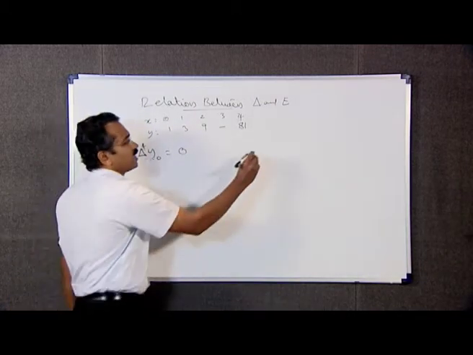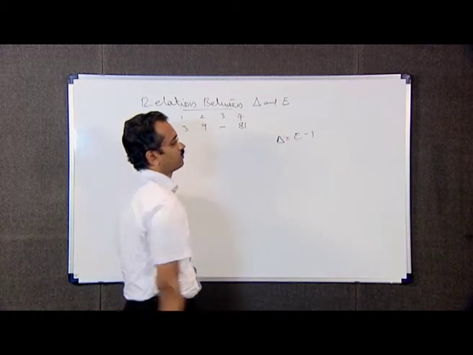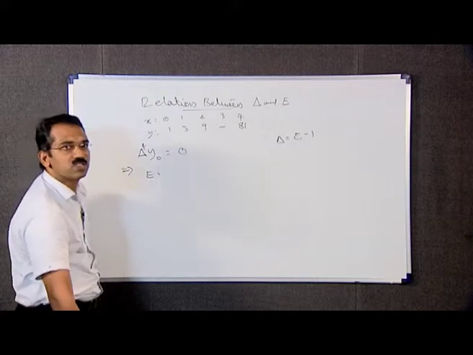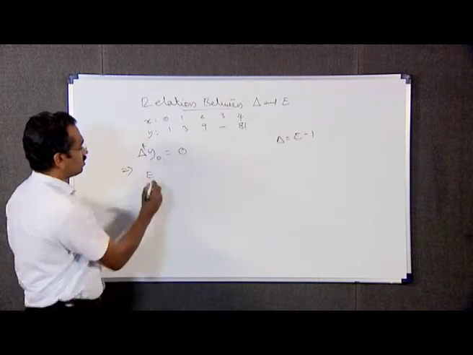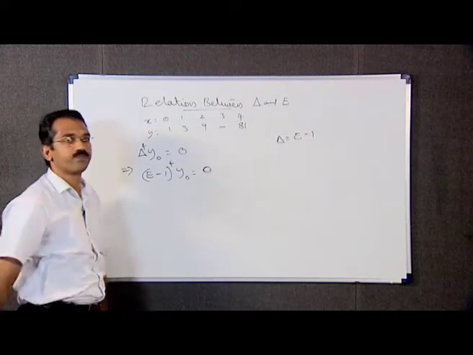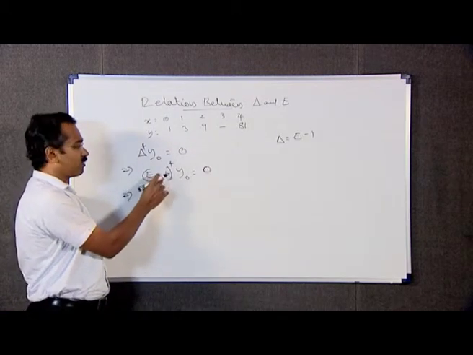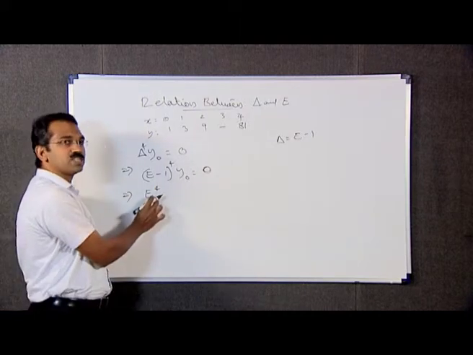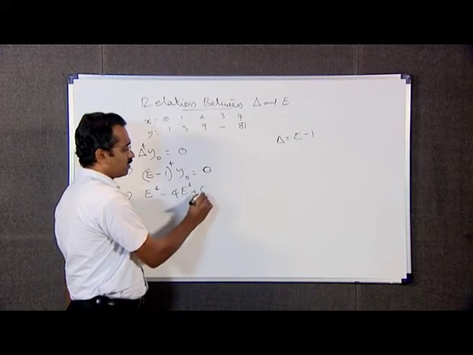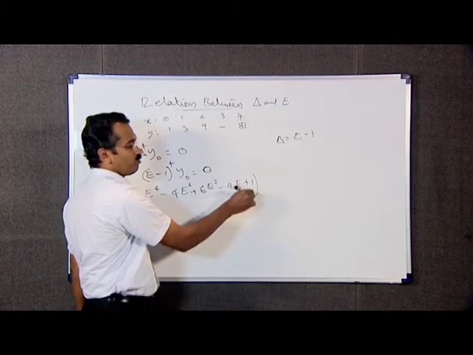By the identity, we have delta is equal to E minus 1. This implies (E minus 1) raised to 4 of y0 is equal to 0. On the expansion of (E minus 1) raised to 4, we can write (E raised to 4 minus 4 E cube plus 6 E square minus 4 E plus 1) of y0 is equal to 0.